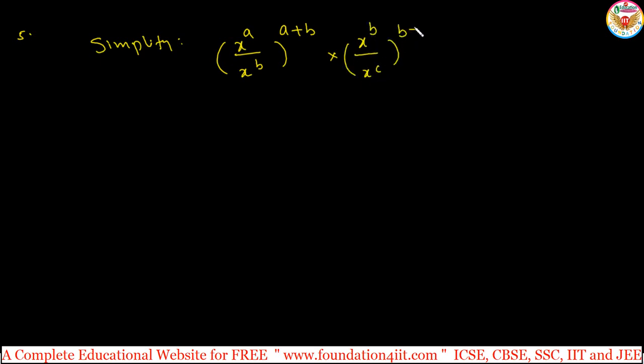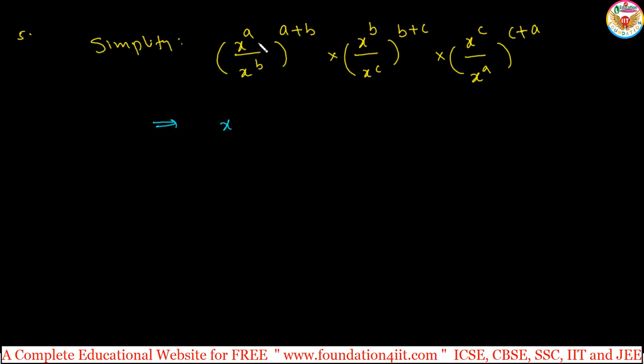Simplify. Okay, the question is: x power a by x to the power b, whole to the power a plus b, into x to the power b by x to the power c, whole to the power b plus c, into same x to the power c by x to the power a, whole to the power c plus a. Yes. Now to simplify, first within the bracket you simplify every time.